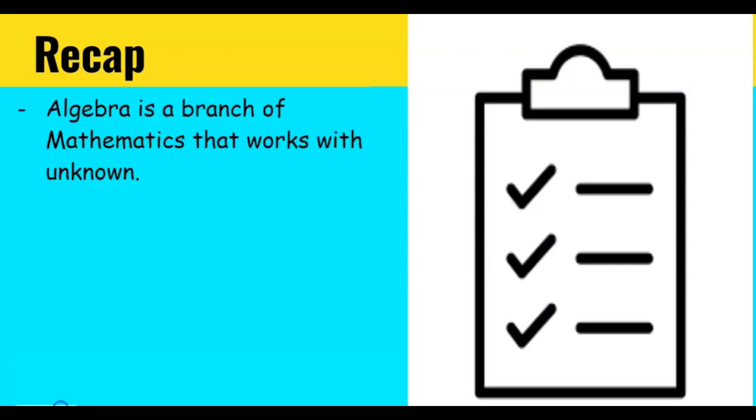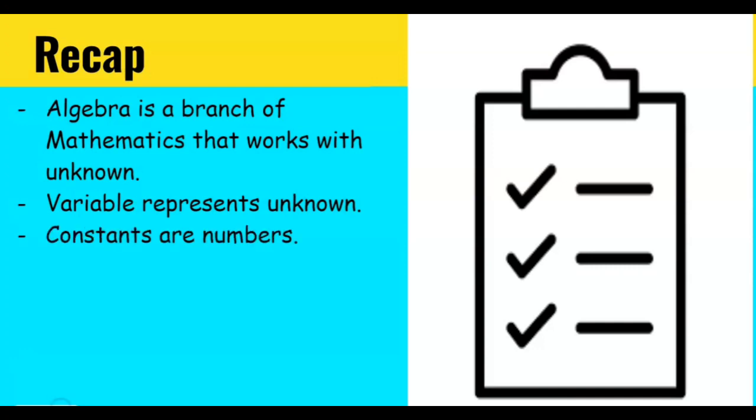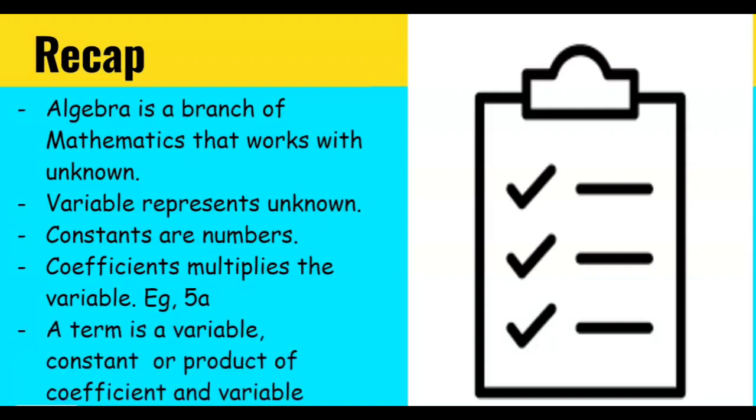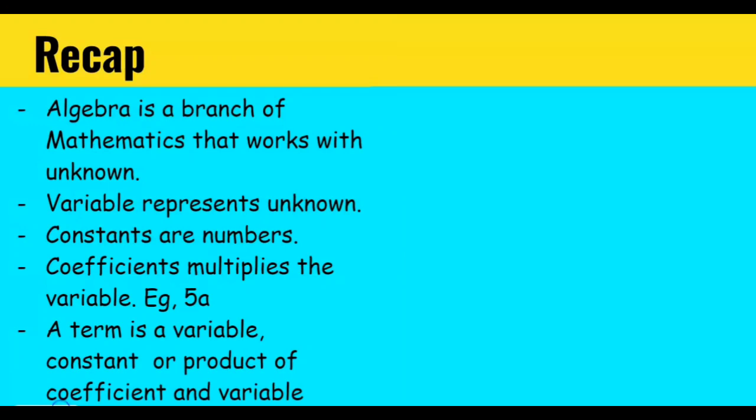So to quickly recap what we have done today, we have looked at algebra. Algebra is a branch of mathematics that works with unknowns. We looked at variables, which represent the different unknowns, and we represent our variables with symbols and letters. We looked at constants, which are the numbers. We looked at coefficients, which multiply our variables. For example, 5a is the same thing as 5 times a. A term is a variable, a constant, or the product of a coefficient and a variable.